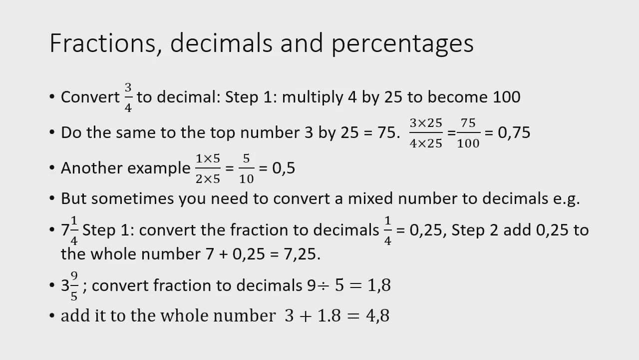Add it to the whole number, 3 plus 1.8. So now that you are done, you take the 3, you add it to 1.8, and then you have an answer of 4.8. So first you deal with the fraction alone, and you later add the whole number to the fraction, and then it will become 1.8 plus 3, which is a whole number, and it becomes 4.8.